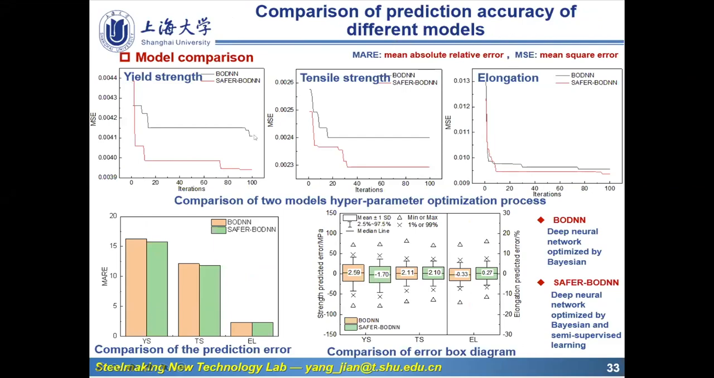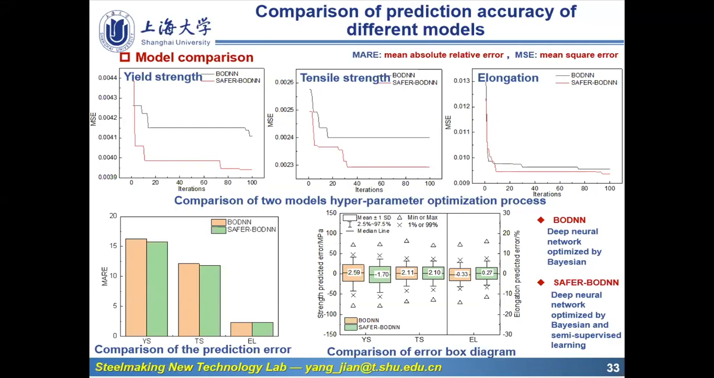Here is a comparison of the prediction accuracy of the different models. The absolute relative error and the mean square error are used to evaluate which model is better. You can see the red one is the Safer Borden. The error for the Safer Borden is lower than the Borden, the error box is smaller than the Borden, and this error is also smaller than the Borden. So this one is better.